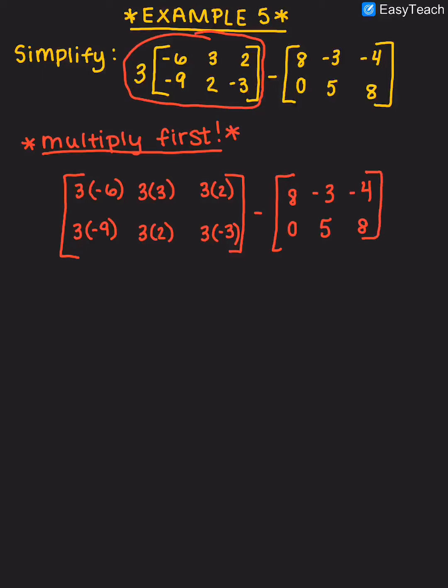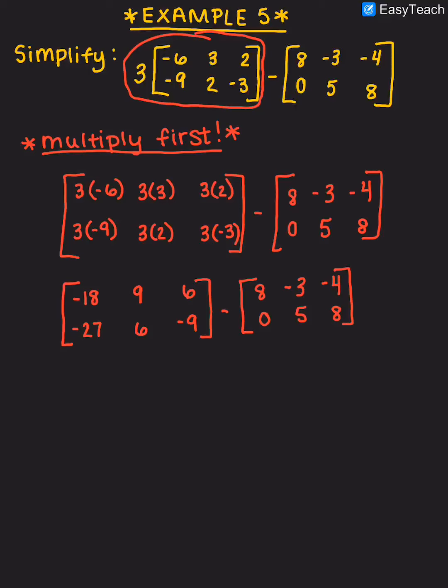And now I'm going to simplify and then I'm going to subtract last. So 3 times negative 6 is negative 18. 3 times negative 9 is negative 27. 3 times 3 is 9. 3 times 2 is 6. 3 times 2 is 6 again. And 3 times negative 3 is negative 9. Okay, so this was officially kind of our first step, and I know that it had a couple little sub-steps in there too. But we have officially gotten rid of that multiplication out front.